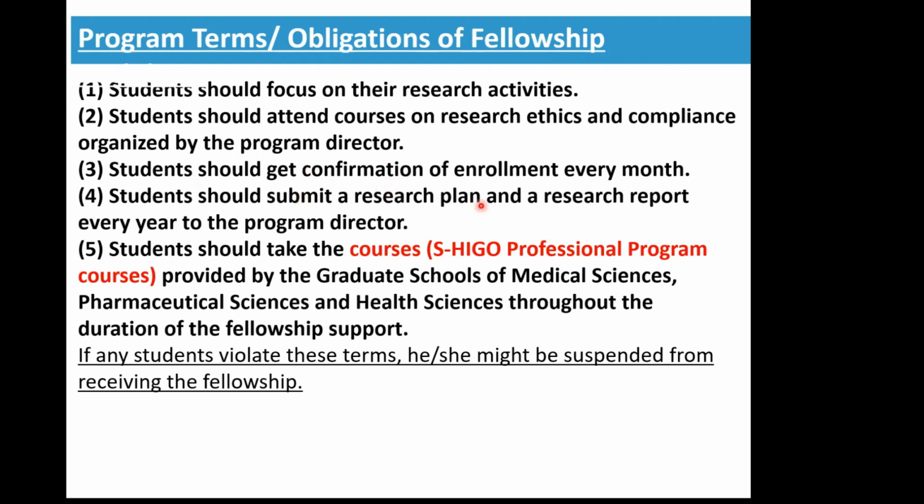Students should also submit a research plan and a research report every year to the program director. This will be around February, so that you submit a report for that year and also your research plan for the next year. Students should also take the S-HIGO professional program courses, provided by the Graduate School of Medical Science, Graduate School of Pharmaceutical Science, or Graduate School of Health Sciences throughout the duration of the fellowship program. If any student violates these terms, he or she might be suspended from receiving the fellowship.